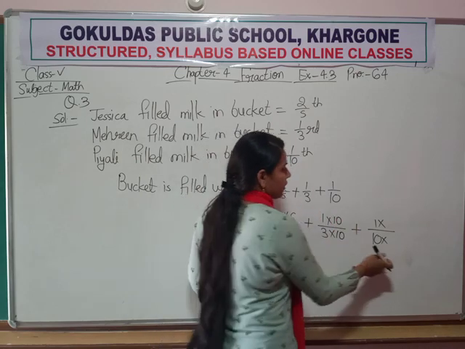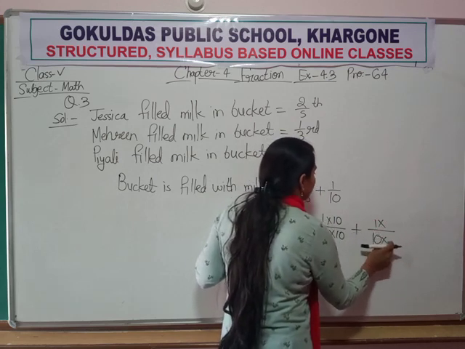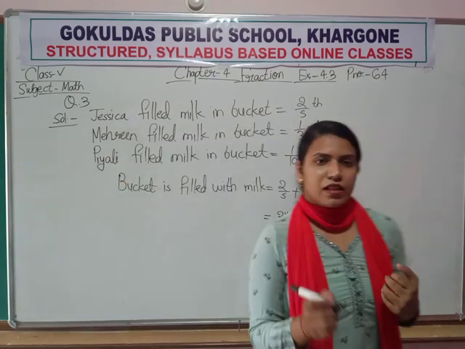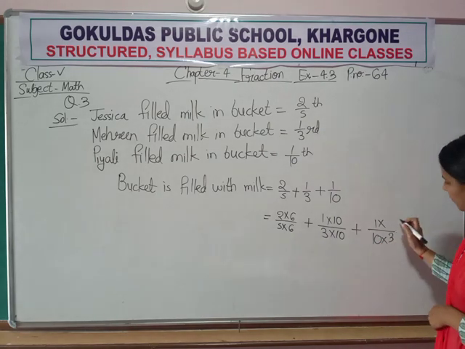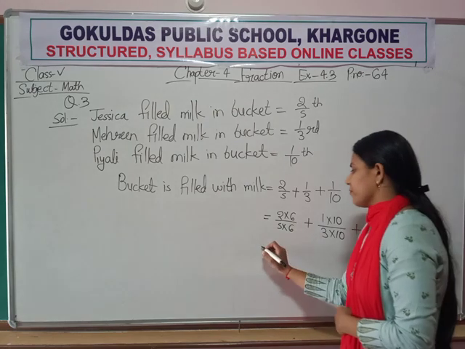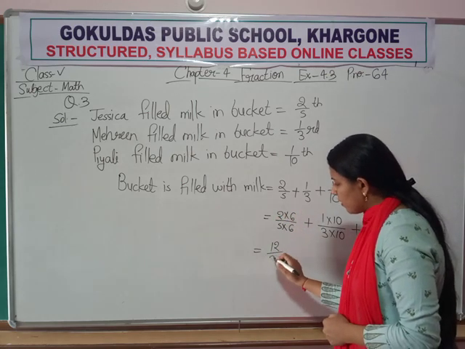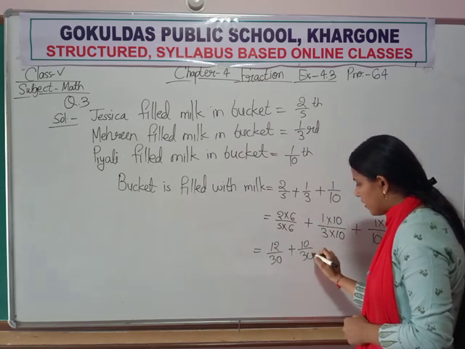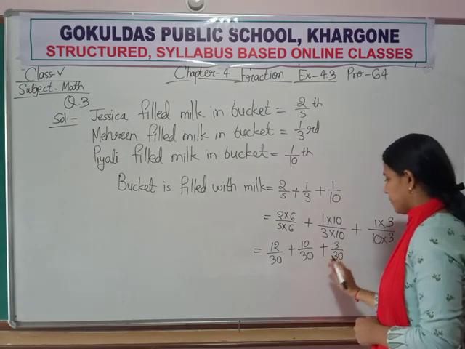Now for the third fraction, that is 1/10. What number should I multiply so that my denominator is 30? I should multiply by 3. If I multiply 3 in the denominator, I will multiply 3 in the numerator also, right? Now solve this. 2 into 6 is 12 upon 30, plus 1 into 10 is 10 upon 30, plus 1 into 3 is 3 upon 30.